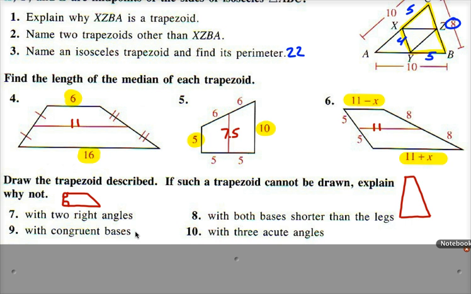Number 9, with congruent bases. Well, if I draw bases congruent, and I know the bases also have to be parallel, that means it's going to be a parallelogram, because one of the ways to know if it's a parallelogram is if one set of opposite sides are both parallel and congruent. And if it's a parallelogram, then I have 2 sets of opposite sides congruent, which means it can't be a trapezoid. So this one we can't do.